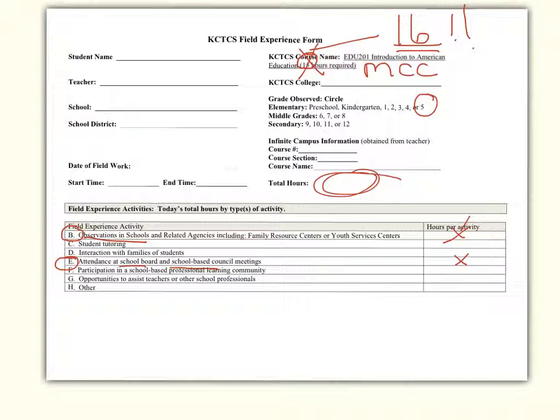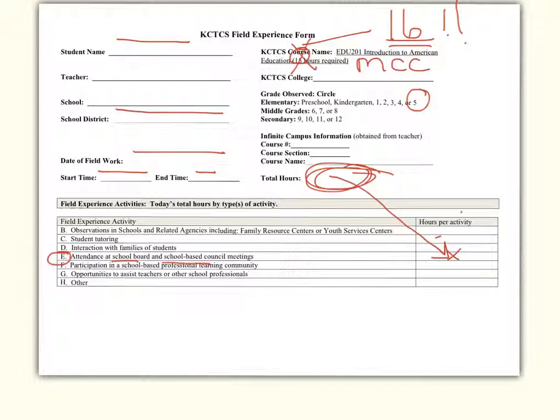Now, let me say before I change screens, obviously, if you're doing a school board meeting or a site-based council meeting, you would only fill out your name and the school district, the date, start and end time, total time, and then bring those total hours down to this section. None of this other would be filled in. Does that make sense? I hope it does.